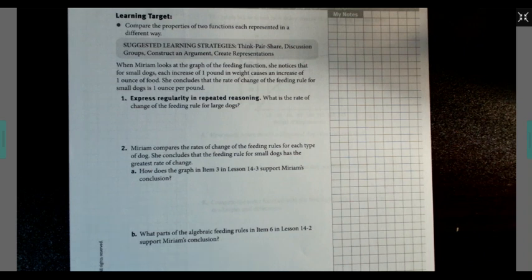Lesson 14-4, Comparing Functions. When Miriam looks at the graph of the feeding function, she notices that for small dogs, each increase of 1 pound in weight causes an increase of 1 ounce of food. She concludes that the rate of change of the feeding rule for small dogs is 1 ounce per pound. Number one, express regularity and repeated reasoning. What is the rate of change of the feeding rule for large dogs?